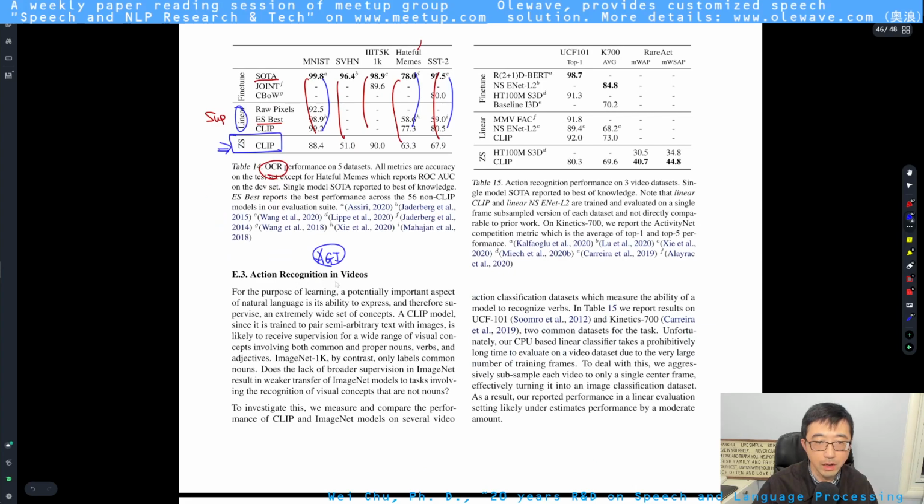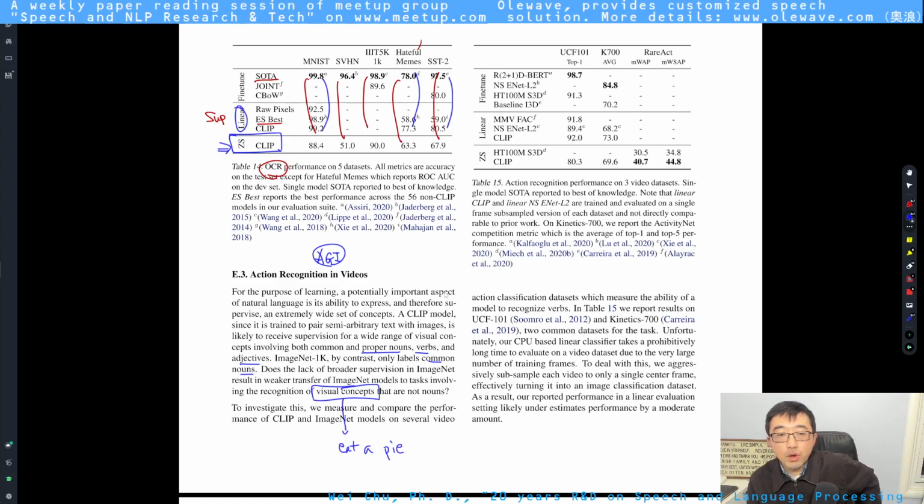They also talk about action recognition in video. This is a good question, because they are saying that most of the labels in ImageNet are nouns, or proper nouns, not verbs and adjectives. Okay, and ImageNet 1K only labels common nouns. But the CLIP model is basically trained with visual concepts. What are the visual concepts? For example, something like eat the pie is a visual concept. Correct me if I'm wrong. So it's different than just simple words.